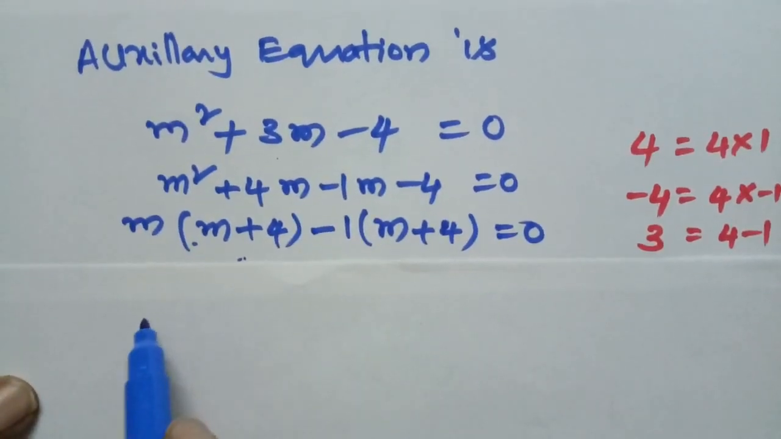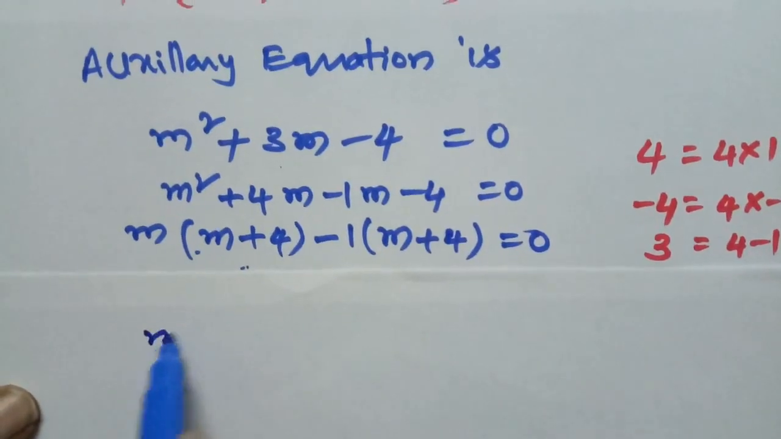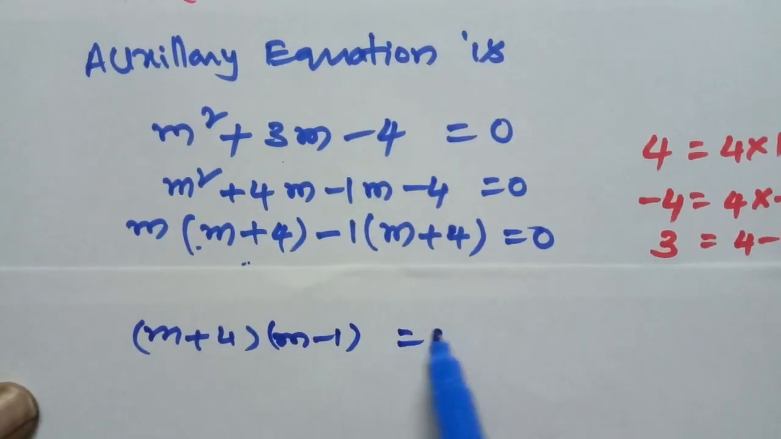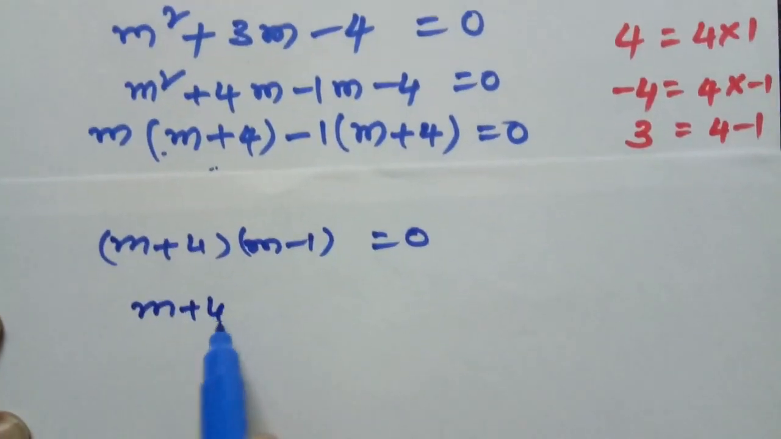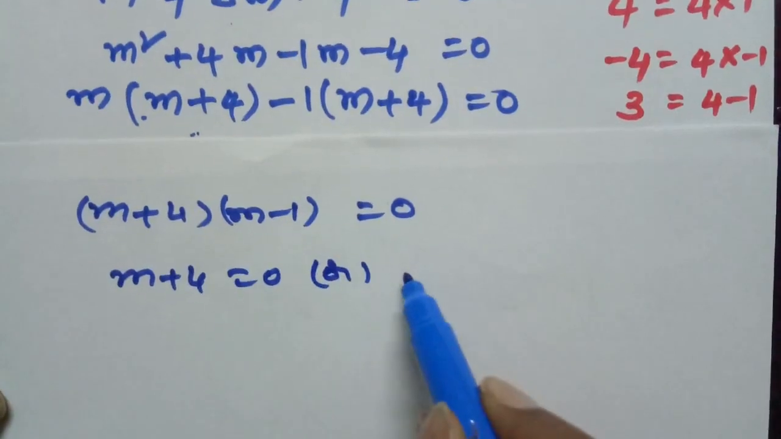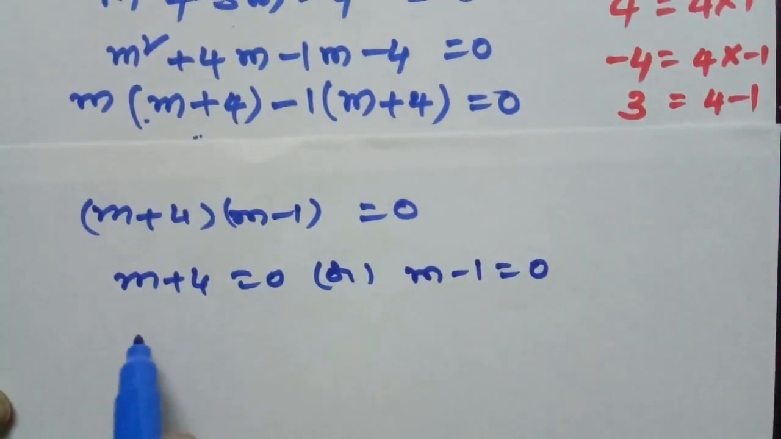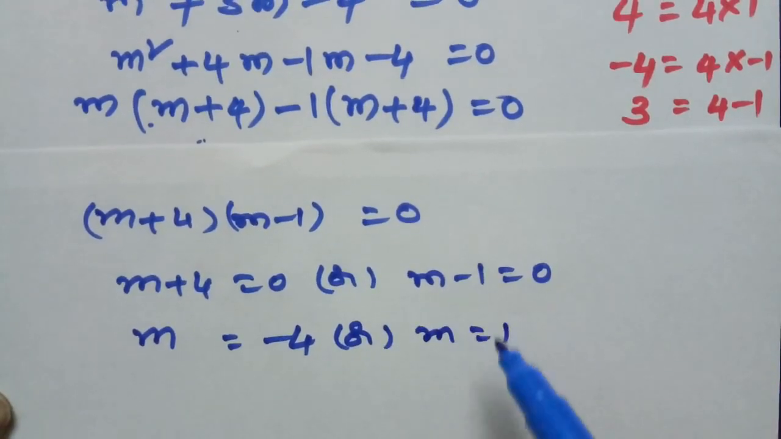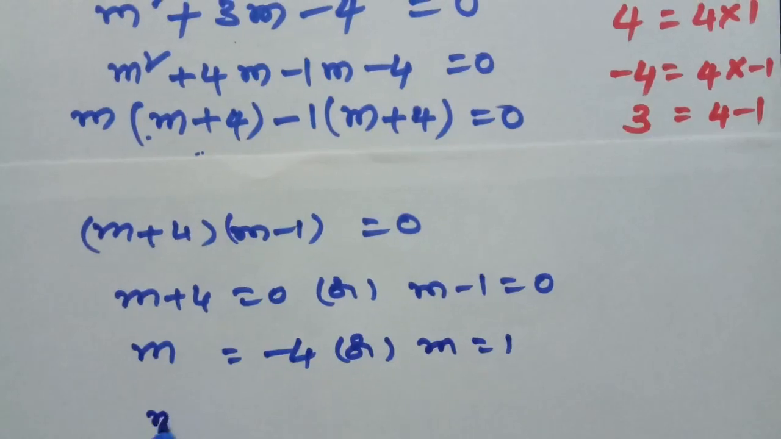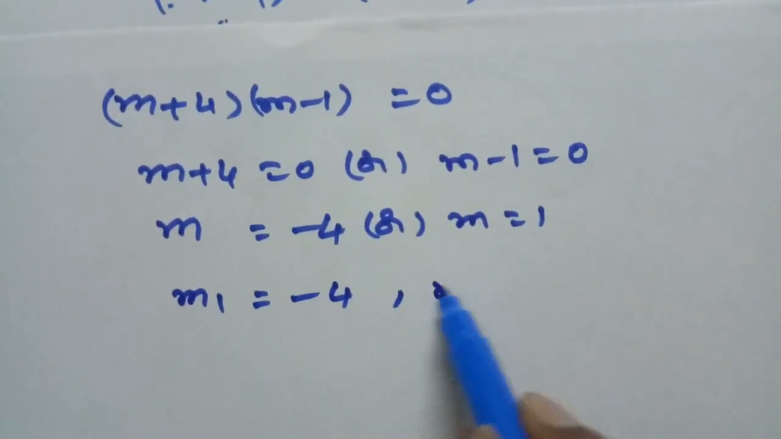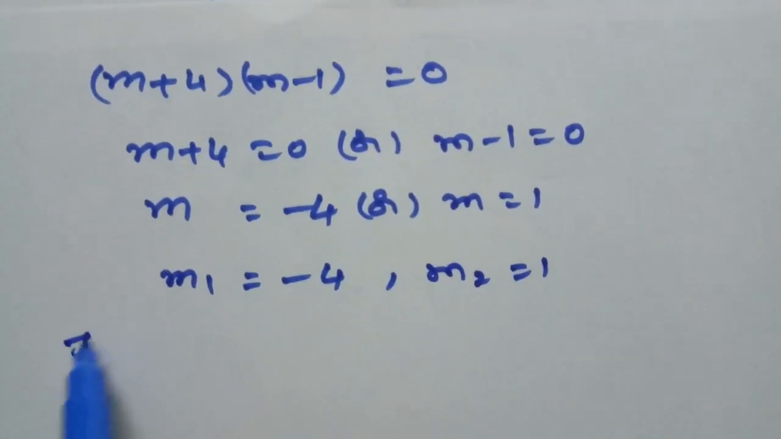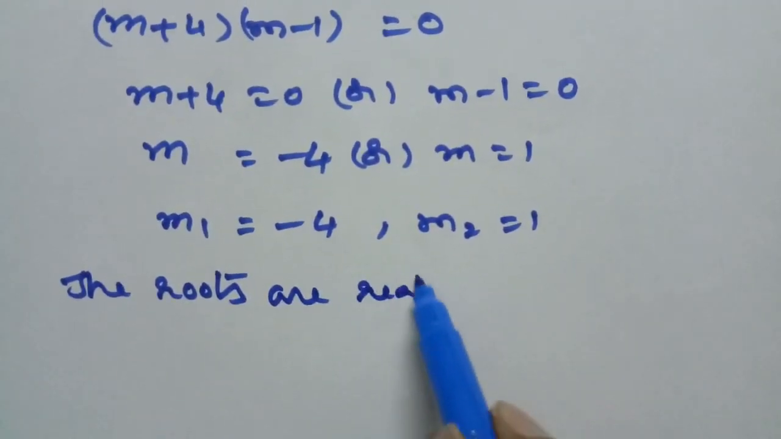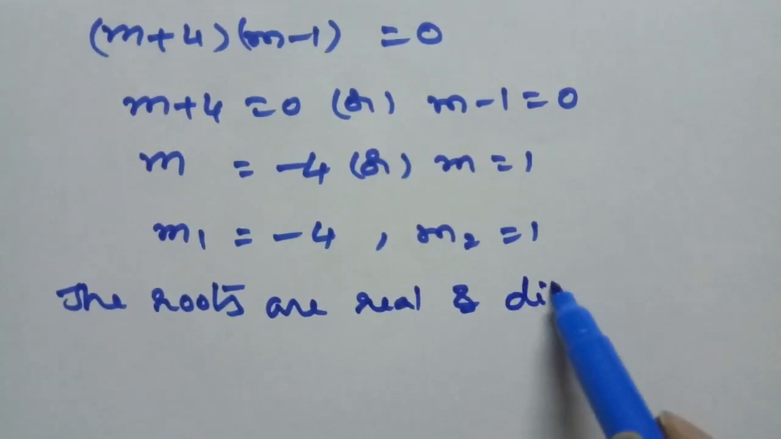This can be written as m plus 4 equal to 0 or m minus 1 equal to 0. Therefore m is equal to minus 4 or m is equal to 1. Therefore m1 is minus 4 and m2 is equal to 1. The roots are real and different.